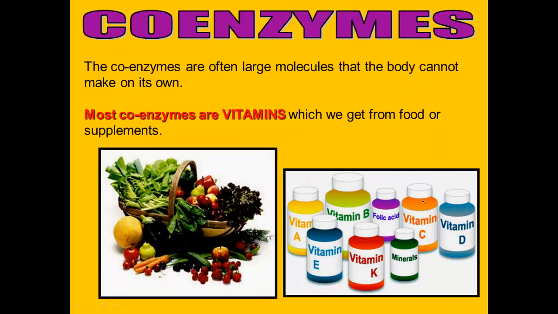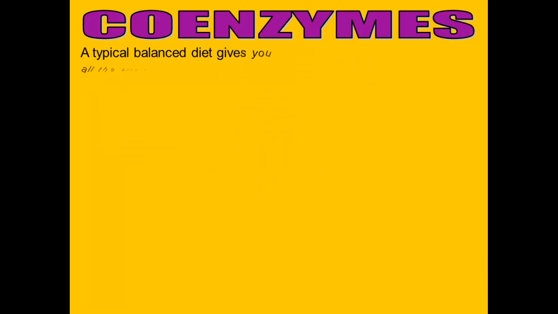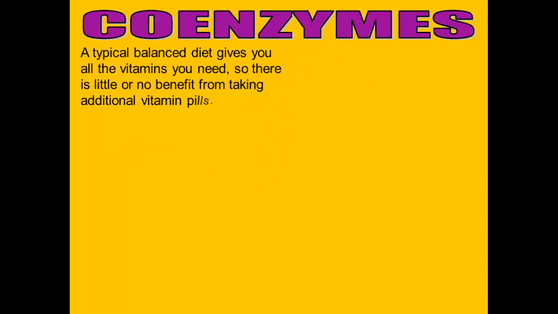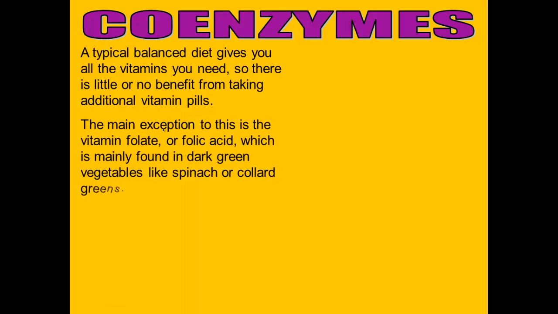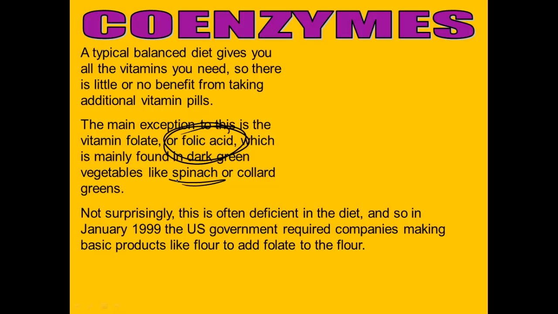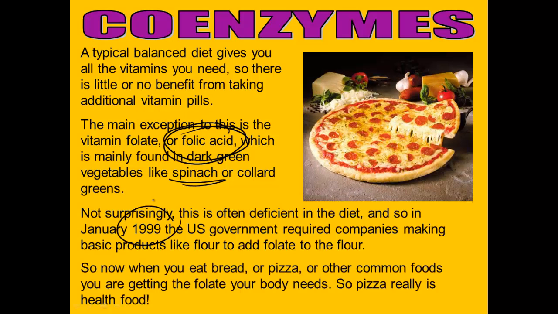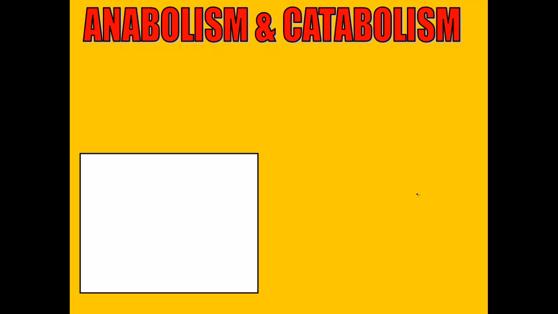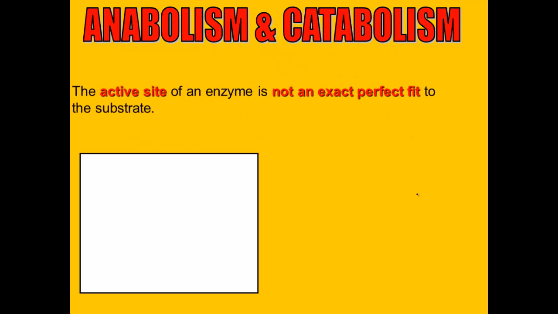Coenzymes, like I said, are usually vitamins, so we get those from our food and from our supplements. But if you're eating a balanced diet, you don't really need to take vitamin pills. But that's not true for all vitamins, and that's why they started putting folic acid, which you usually get from dark green vegetables like spinach, into our food. In 1999, the states realized that people weren't eating enough spinach, and so they just started putting folic acid into our flour. So you get it from eating bread and pizza.